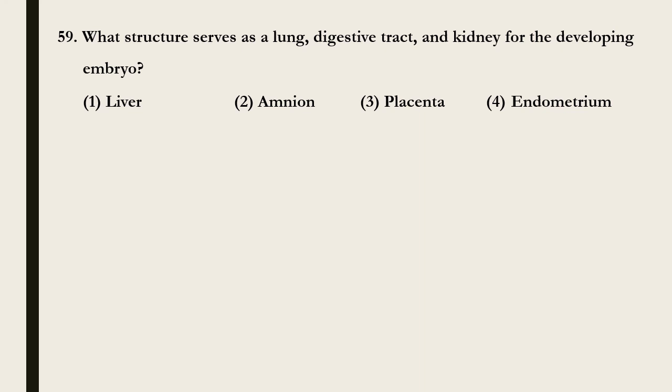Question number 59. What structure serves as a lung, digestive tract and kidney for the developing embryo? Options are 1, liver; 2, amnion; 3, placenta; 4, endometrium. Let's see what structure serves as a lung. First we need to know the functions. The major function of the lung is exchange of gases. That is one function.